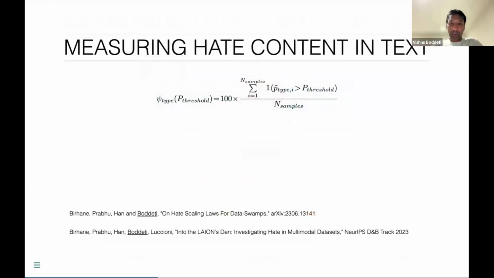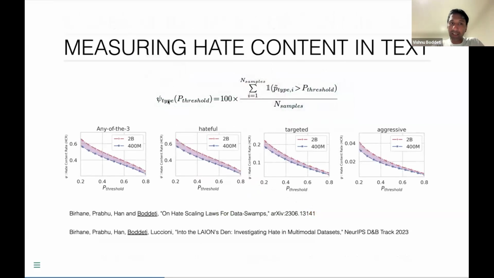So here's how we measure this. This is the formula for how we do this, but that's not the most important part of it. What we do is we compare how much hate content there is from the 400 million size data set to the 2 billion size data set. So the 2 billion data set is 5 times bigger than the 400 million data set. And we actually noticed that the hate content rate actually increases. So the blue line is the 400 million, and the red line is the 2 billion. So the amount of hateful content increases, the amount of targeted content increases, the amount of aggressive content increases. So basically, all three things increase as you increase the data set size.